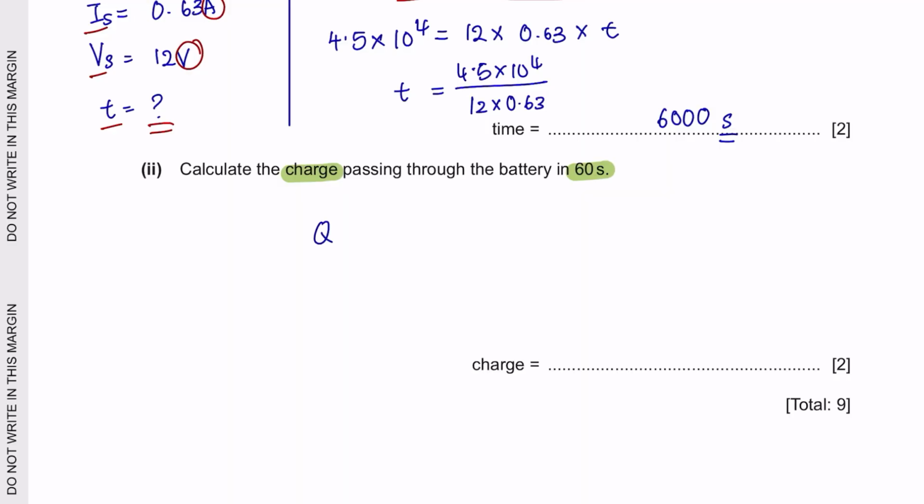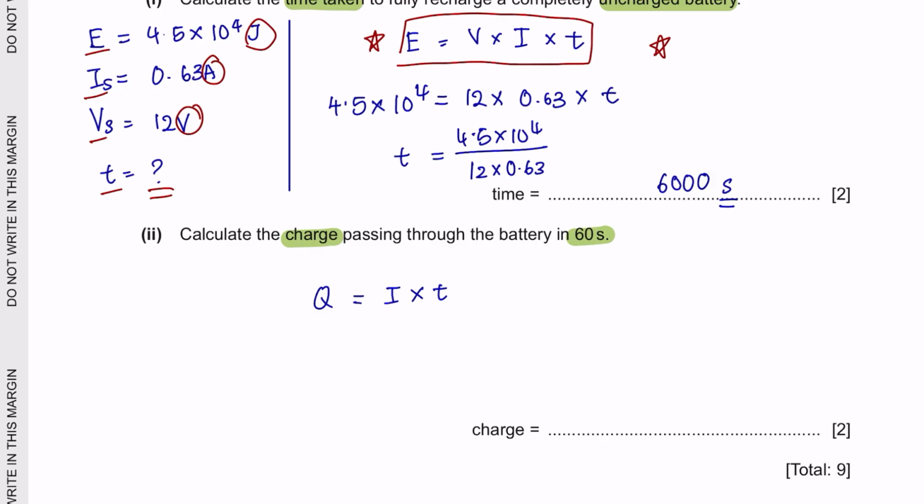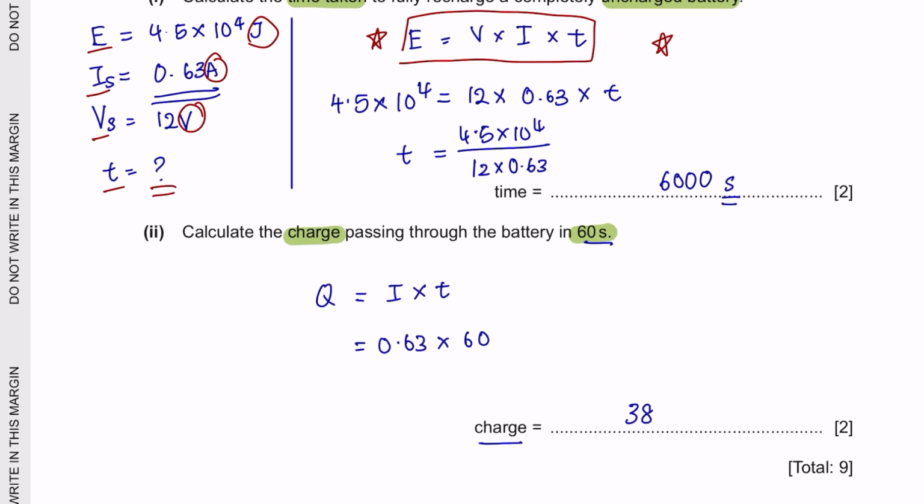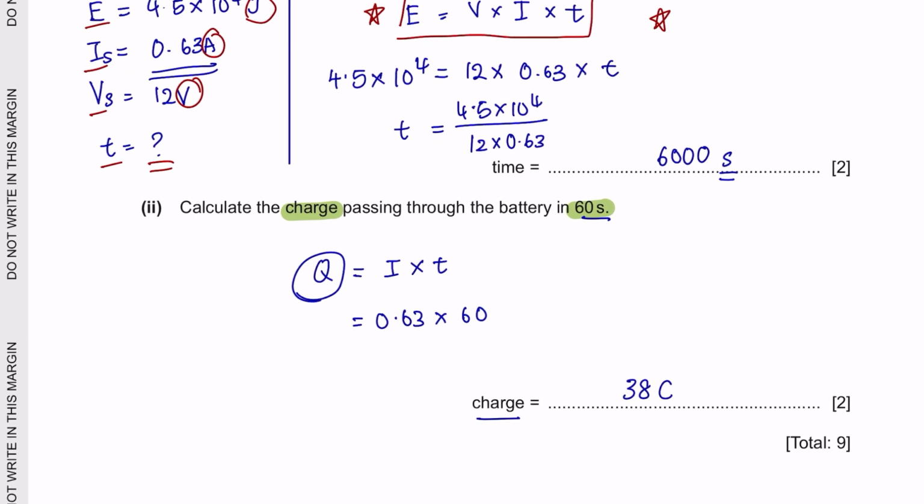So the formula for charge is current times time. We already have current, which is 0.63, and the time is 60 seconds. The charge will be 38 and the unit for charge is coulomb, which is capital C.